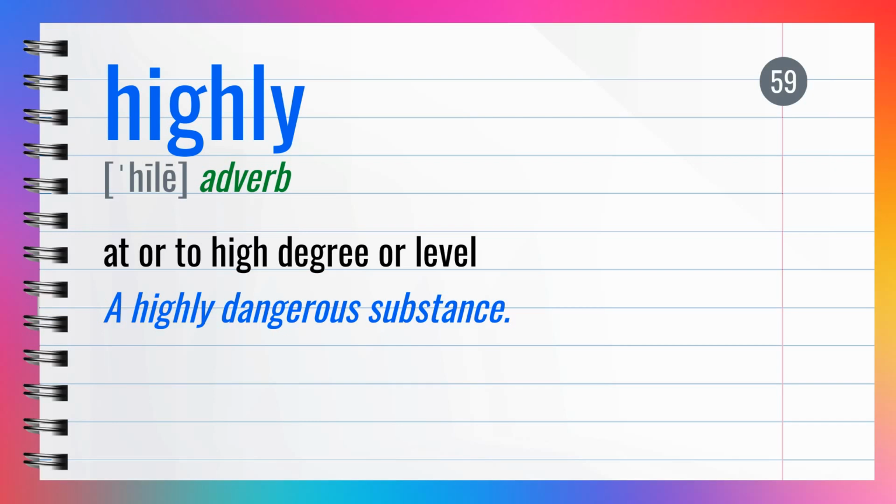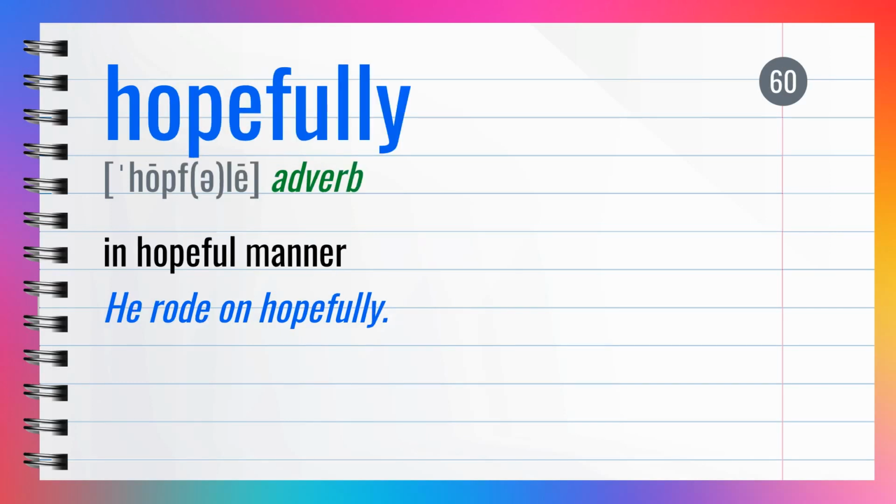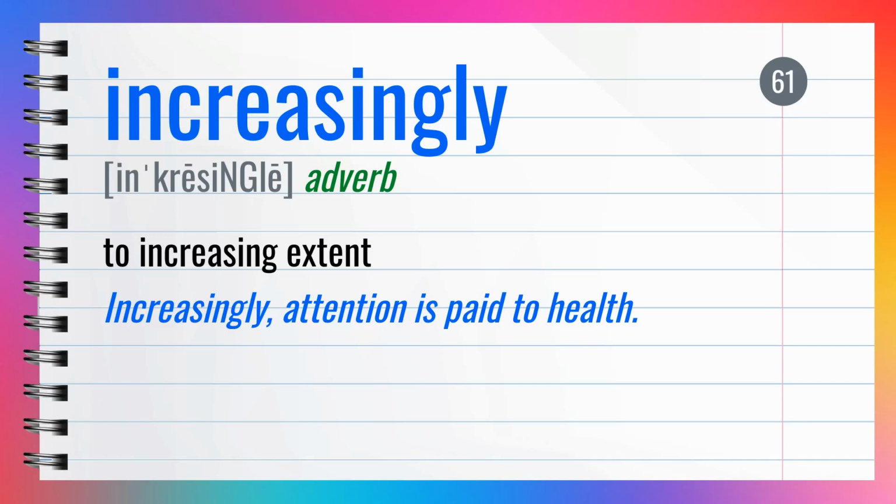Highly. Highly means at or to high degree or level. For example, a highly dangerous substance. Hopefully. Hopefully means in hopeful manner. For example, he rode on hopefully. Increasingly. Increasingly means to increasing extent. For example, increasingly, attention is paid to health.